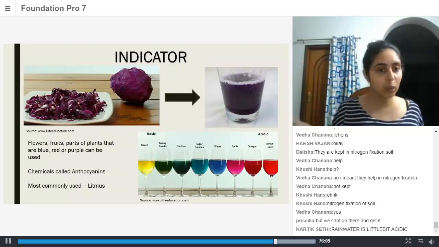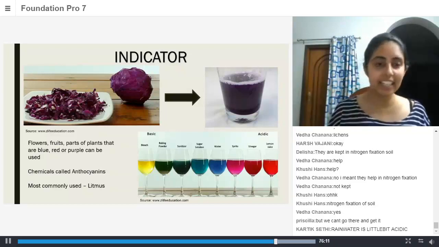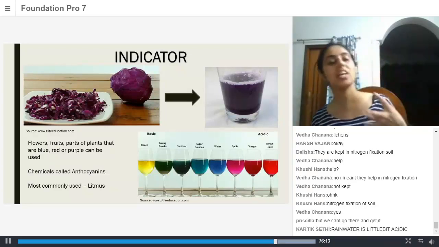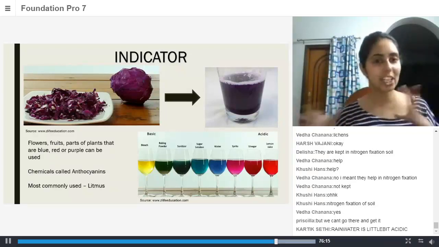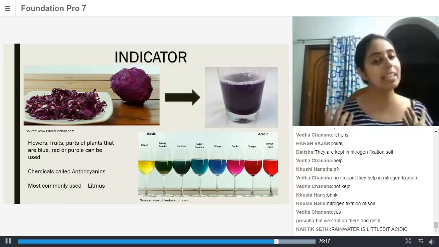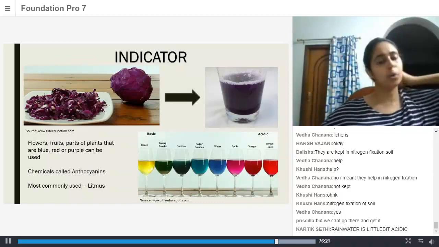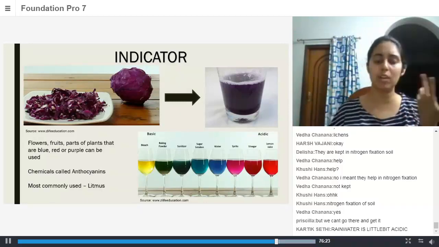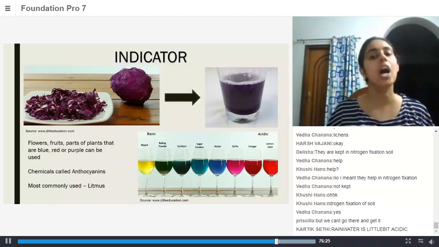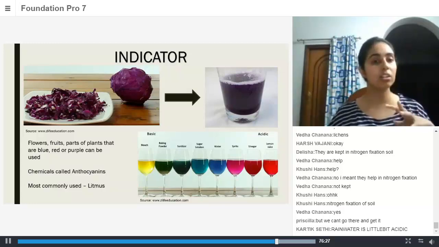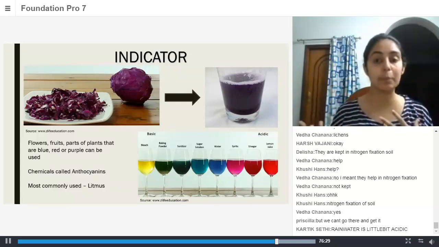Don't try to go there and get it. There are other indicators that you can make in your house. So don't try and go get lichen. But if you want to buy litmus solution, you can buy it in chemical stores. If you ask them for litmus solution, they'll give it to you. But if you want to make your own litmus solution, that can also be done.